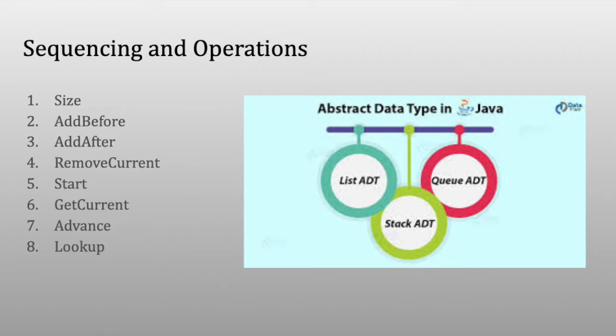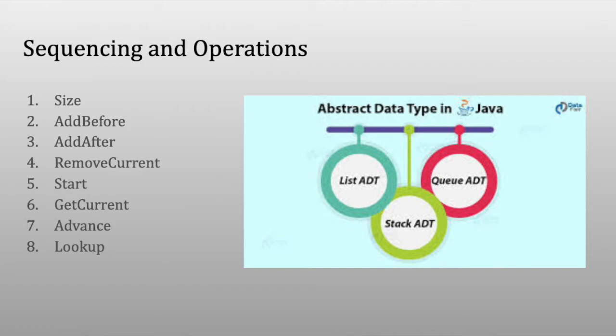Add after is a similar operation, but instead of adding at the beginning or before a current item, this function would add after the current item or at the end of a sequence. The remove current operation is an operation that removes the current item and makes the next item in the sequence the current item. But if it is at the end of the sequence, there would be no next current item.